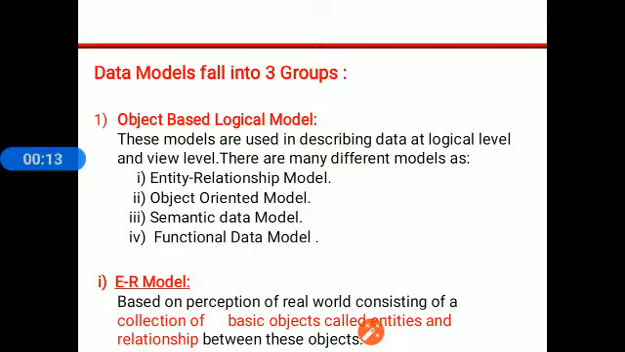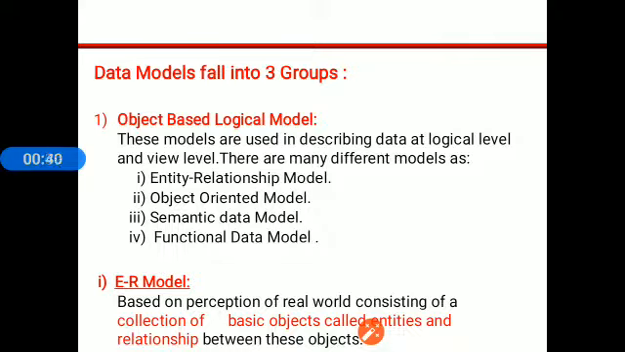First type of data model is object-based logical model. These models are used in describing data at logical level and view level. There are many different models such as entity relationship model, object-oriented model, semantic model and functional model. Very first is entity relationship model. This model is a very important concept in database management system.